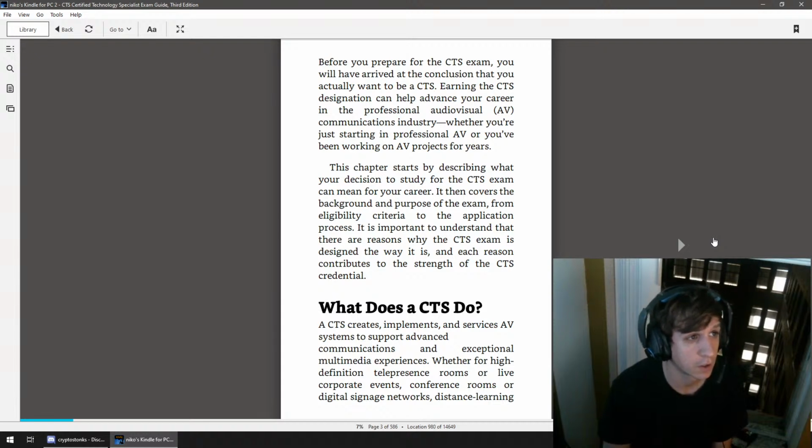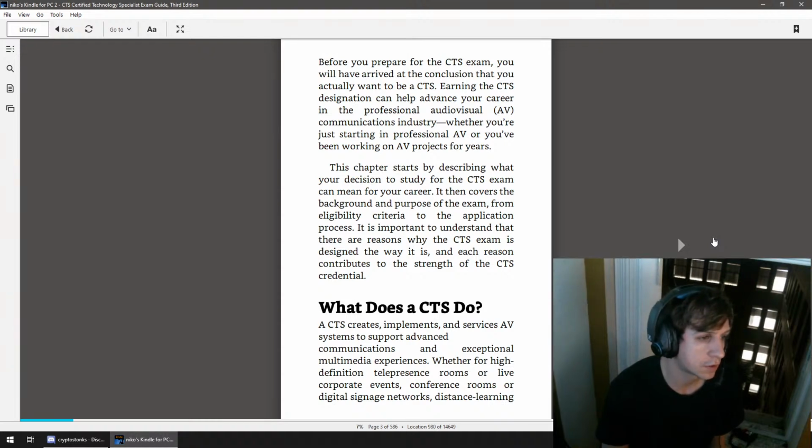Before you prepare for the CTS exam, you will have arrived at the conclusion that you actually want to be a CTS. Earning the CTS designation can help advance your career in the professional audiovisual communications industry, whether you're just starting in professional AV or you've been working on AV projects for years. This chapter starts by describing what your decision to study for the CTS exam can mean for your career. Then it covers the background and purpose of the exam, from eligibility criteria to the application process. It is important to understand that there are reasons why the CTS exam is designed the way it is, and each reason contributes to the strength of the CTS credential.